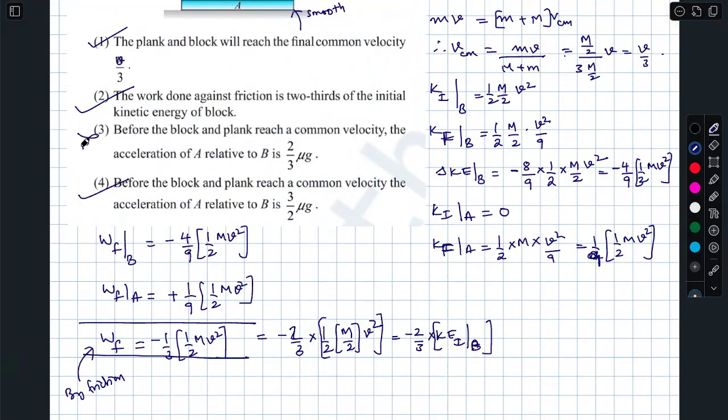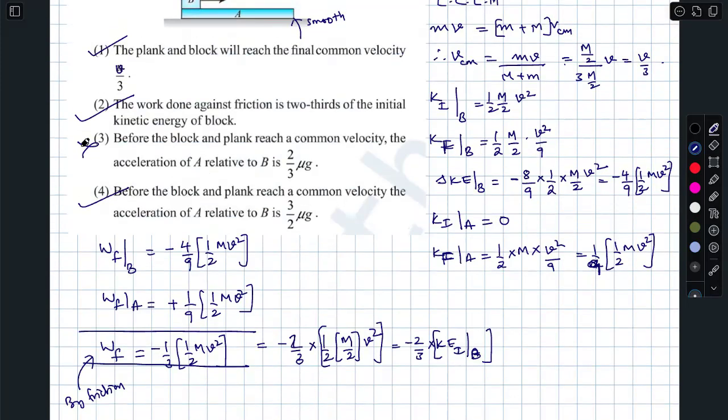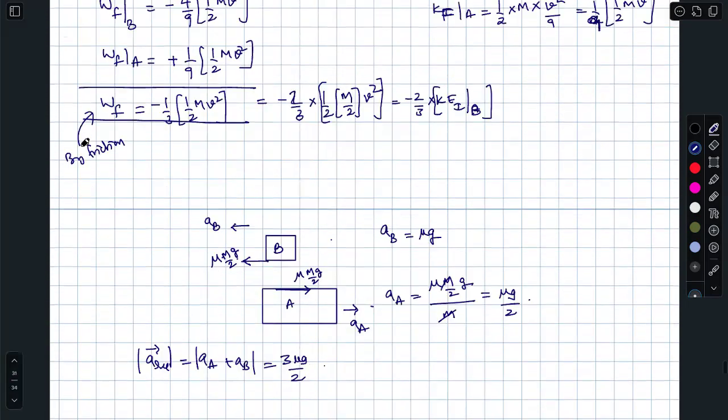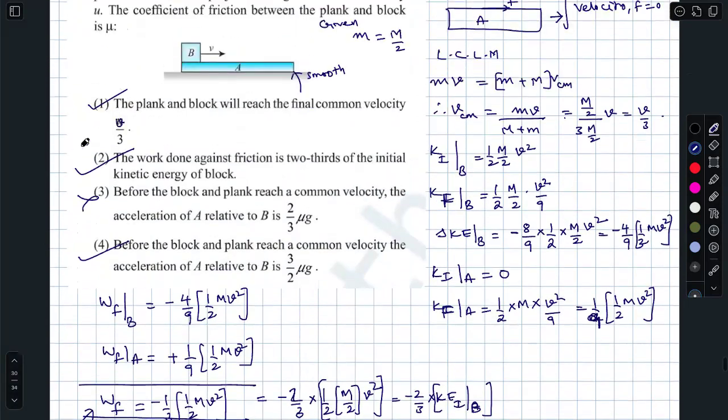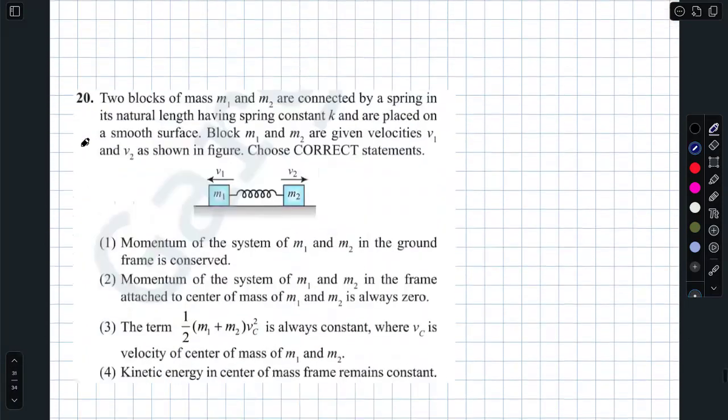Any doubts? Clear? Any doubts? Are we clear on this? Sure? Next.